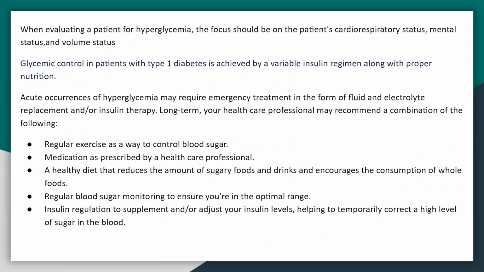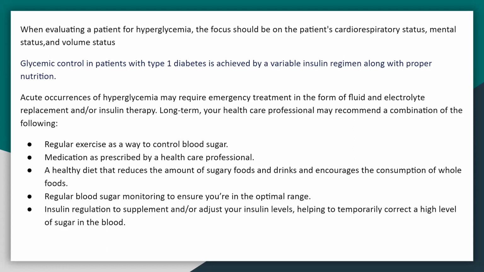When evaluating a patient for hyperglycemia, the focus should be on the patient's cardiovascular status, mental status, and volume status. Glycemic control in patients with type 1 diabetes is achieved by a variable insulin regimen along with proper nutrition. Acute occurrences of hyperglycemia may require emergency treatment in the form of fluid and electrolyte replacement or insulin therapy.